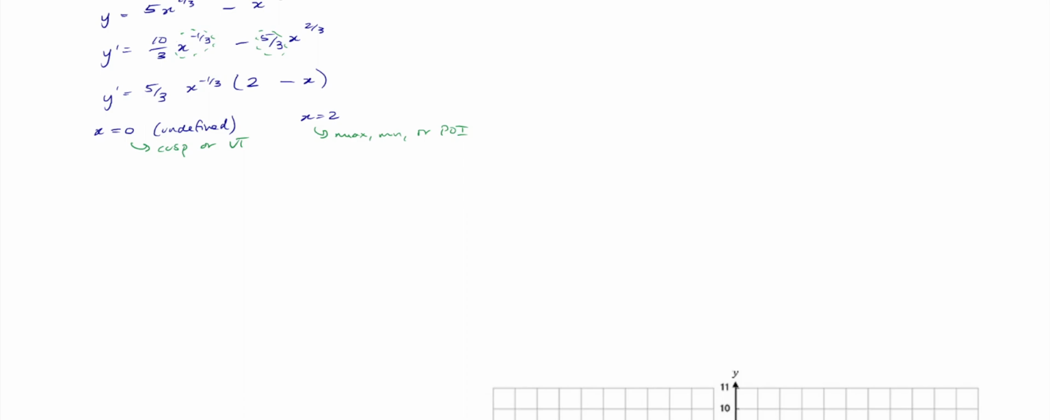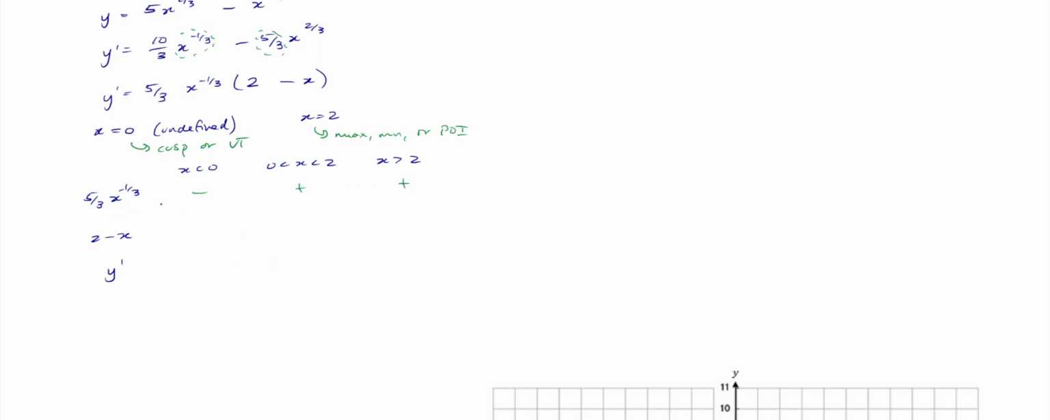What I'll do here is a sign table, and I'll list the various factors over here. So 5/3, x to the negative 1/3, and then 2 minus x, and then my overall first derivative. Then I'll have x less than 0, between 0 and 2, and x greater than 2. And I put in the signs for the various factors. So you can work these out.